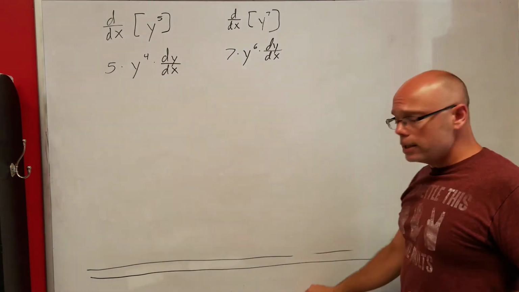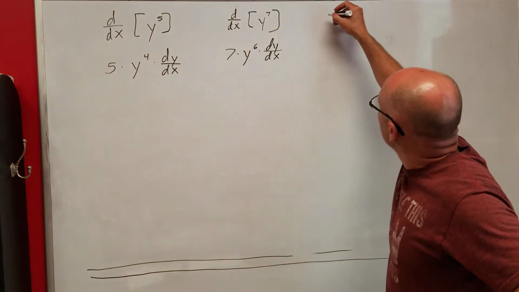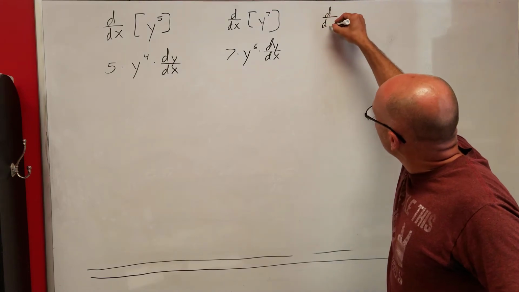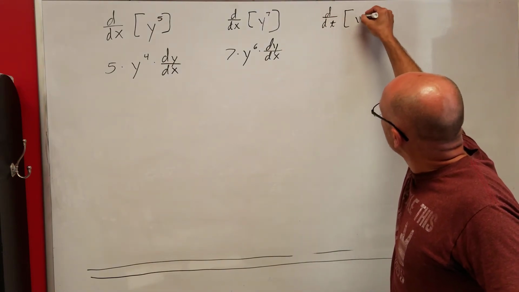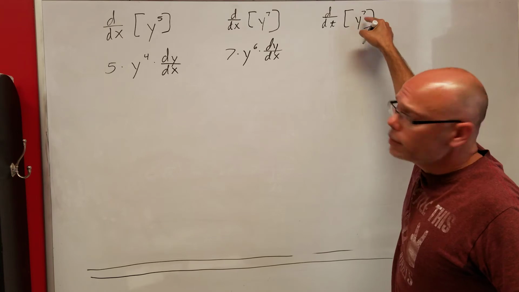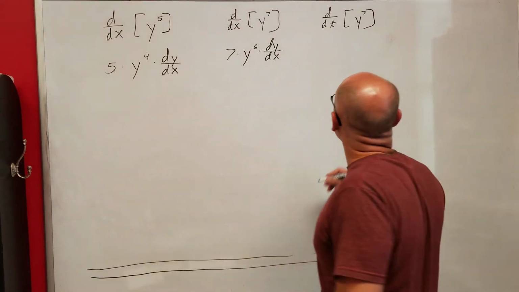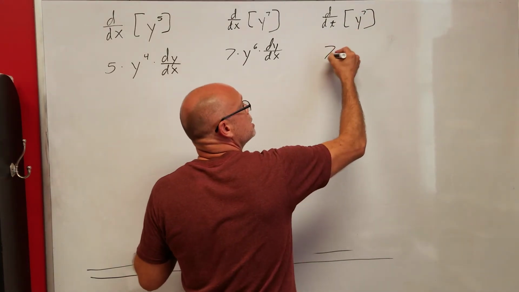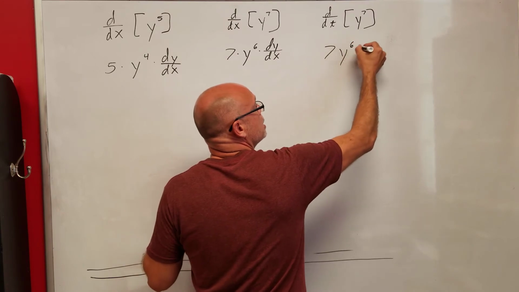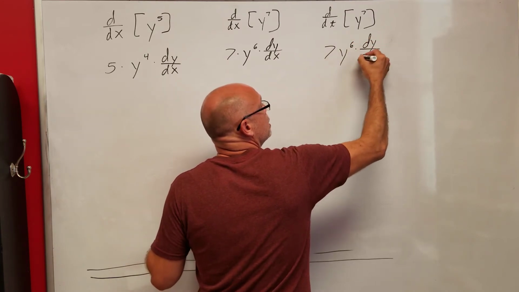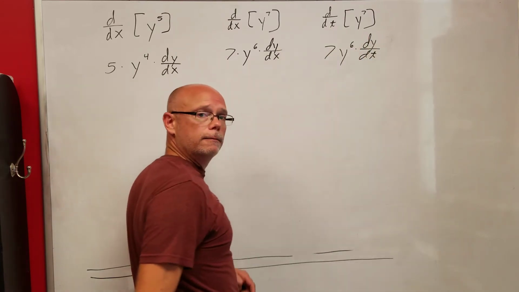Now, we don't always have to deal with y and x. What if I wanted the derivative with respect to t of y to the seventh, where y was a function of t? I would do the same thing. I would say this is 7 times y to the sixth times dy over dt here.